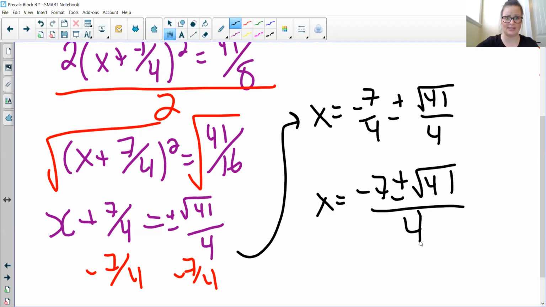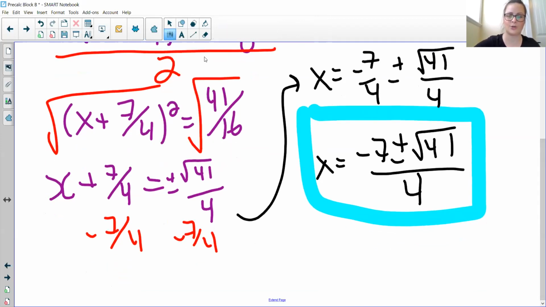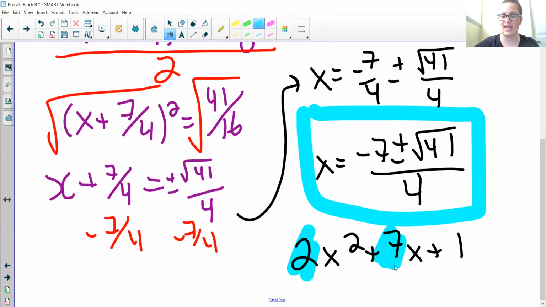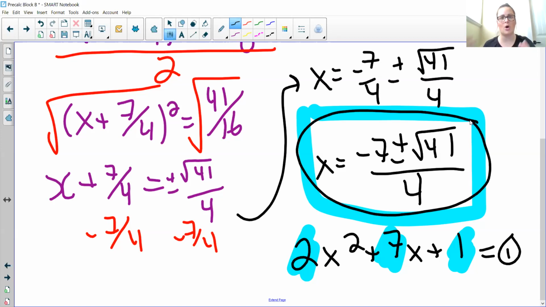So surely there is a way to get here from the original quadratic, which was 2x squared plus 7x plus 1. Surely there's a way to go with these values that are in the A, B, and C position and figure out how to get to this without having to do all that work. And there is. And again, it's called the quadratic formula.